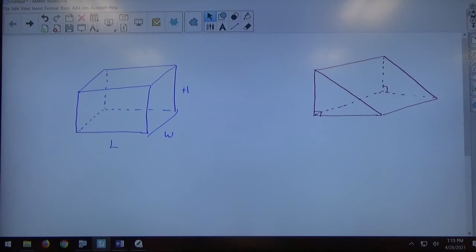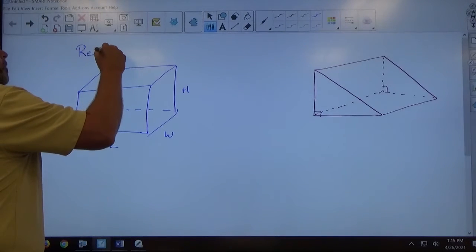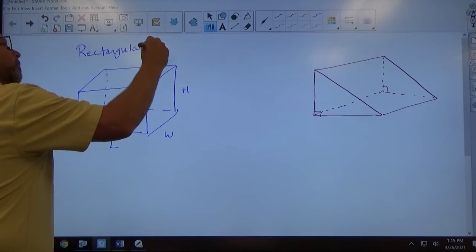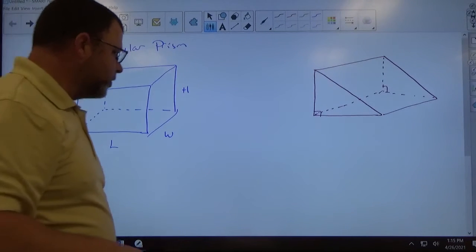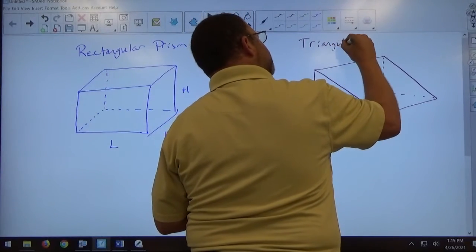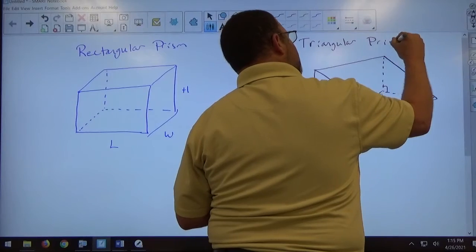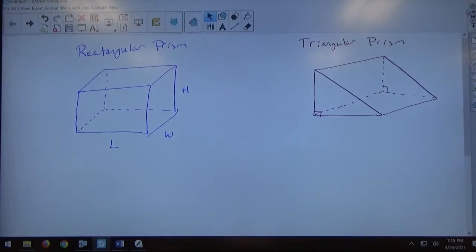So up on the board here I've got a couple of prisms. The first one on the left is called a rectangular prism. And the one on the right here is a triangular prism. Typically, a prism is described by its base, what shape its base is.